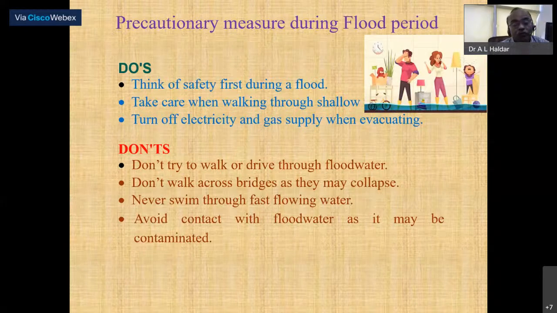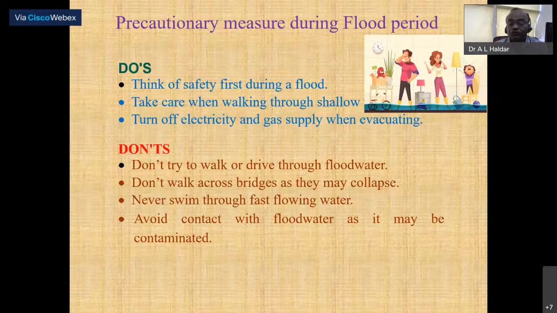Now, what you should do and what you should not do. You should think of safety first, for yourself, for the family, and for the public. Take care while walking through shallow water, and you should only walk in shallow water, and that too with protection. During that time, all the electrical appliances and gas supply should be stopped.